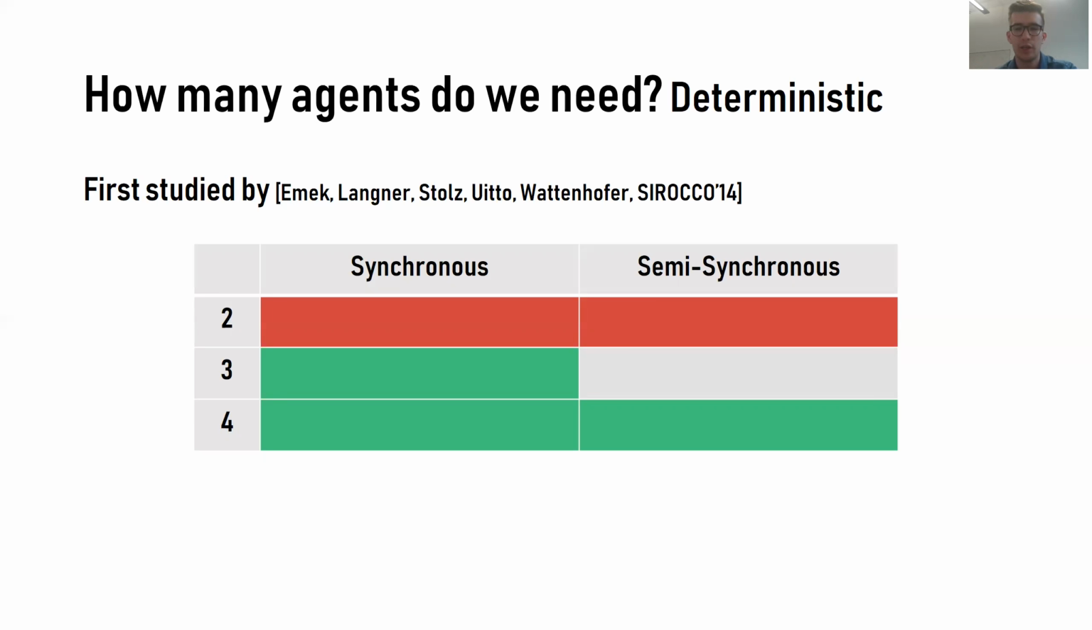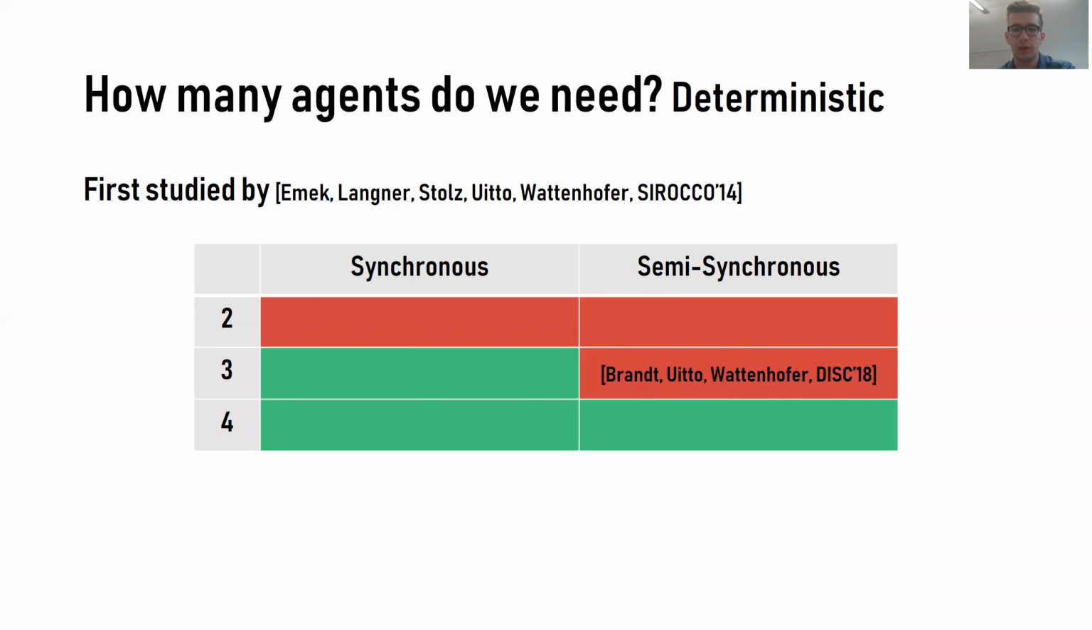In 2 dimensions, if you have two agents, a similar phenomenon can occur. However, they showed that using just 3 agents, it is actually already enough to explore the 2-dimensional grid. And if you have a semi-synchronous model, so as I mentioned, not all agents are active at every step, they showed that you can do it with 4 agents, leaving open this gap. This was then closed by Brandt, Witto, and Wattenhofer, who showed in a much more involved proof than the lower bound of 2, that using 3 semi-synchronous agents is not sufficient to explore a 2-dimensional grid.